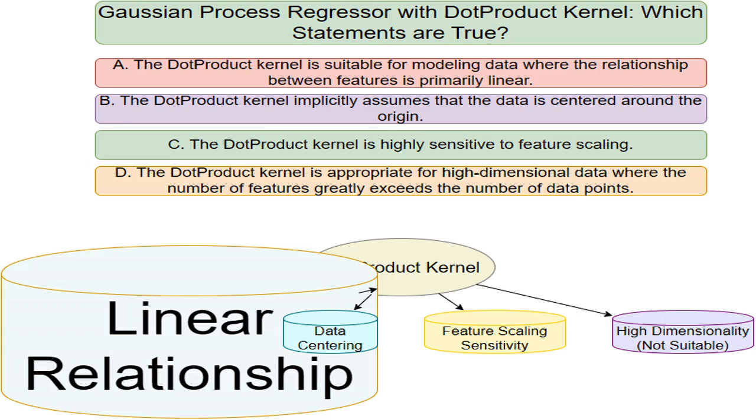That's because it directly reflects how changes in one feature relate proportionally to changes in the other. Think of a simple line on a graph. A higher dot product means the points sit closer to that line.